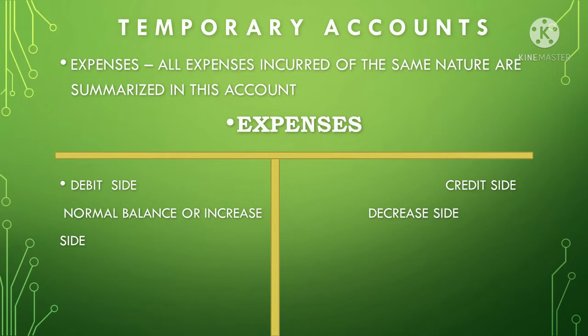where each account belongs, right? For assets, the normal balance is on the debit side. For liabilities and capital, the normal balance is the credit side. For income or revenue, the normal balance side is on the credit side. While for expenses, the normal balance is on the debit side. So it means that if the normal balance is debit and you credit it, it means there is a decrease.